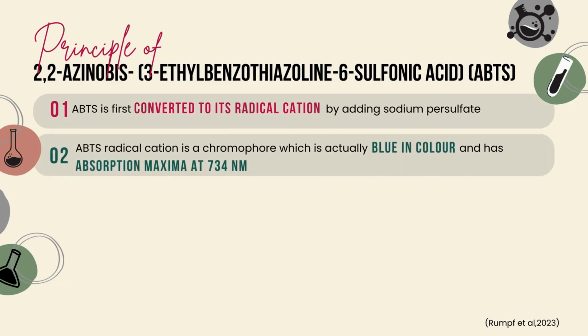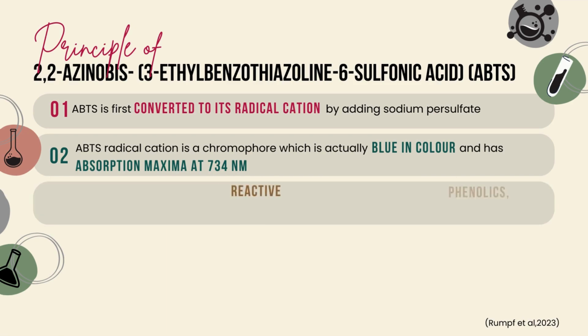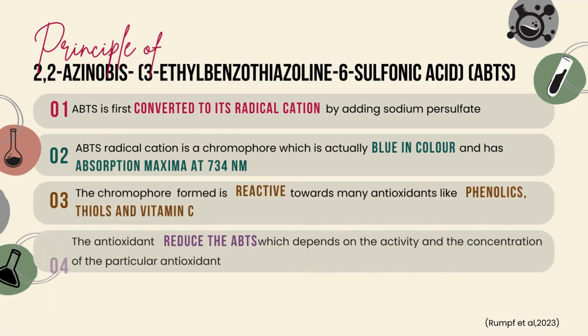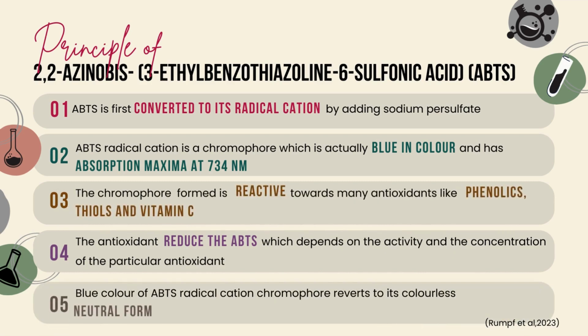Second, ABTS radical cation is the chromophore, which is actually blue in color and has an absorption maximum at 734 nm. Third, the chromophore that forms is reactive towards many antioxidants like phenolates, thiols, and vitamin C. Fourth, the antioxidant reduces the ABTS, which depends on the activity and the concentration of the particular antioxidant. And the fifth, the blue color of ABTS radical cation chromophore reverts to its colorless neutral form.